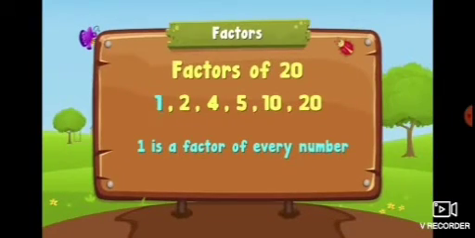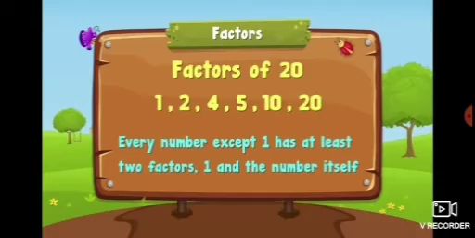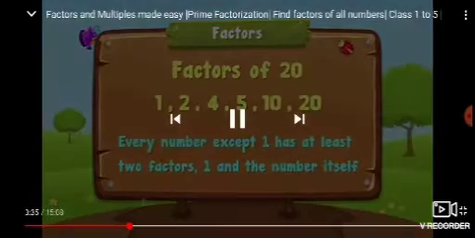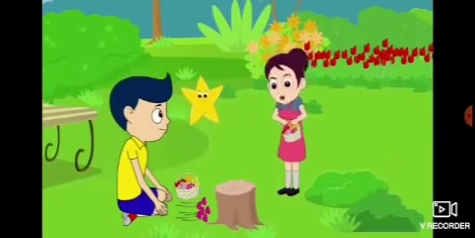So the factors of 20 include 1 also. Why? Because a number is a factor of itself, and 1 is a factor of every number. Except 1, every number has at least 2 factors, 1 and the number itself. Understood? So every number is having 2 factors.